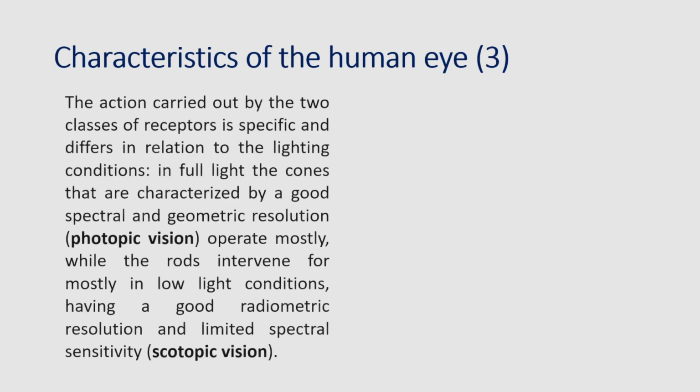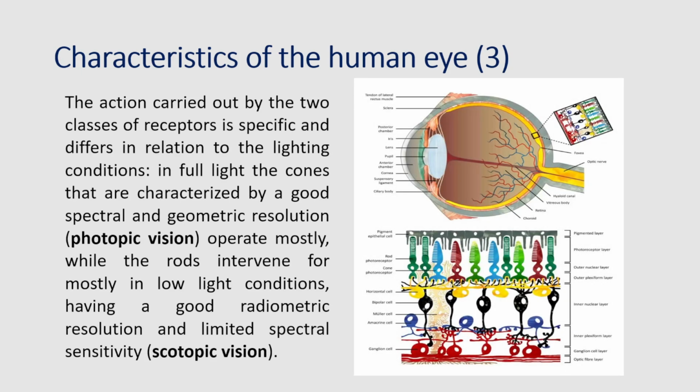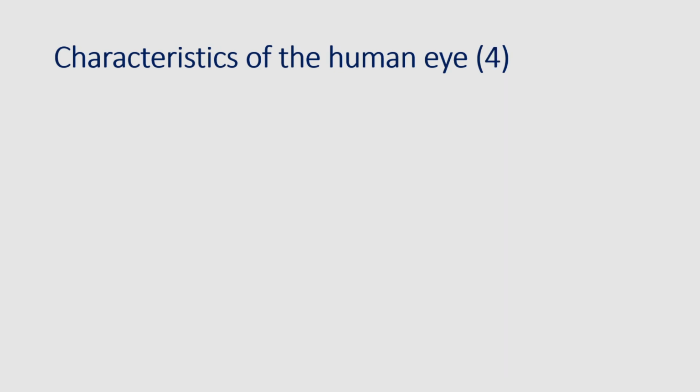Characteristics of the human eye. 3. The action carried out by the two classes of receptors is specific and differs in relation to the lighting conditions. In full light, the cones, which are characterized by a good spectral and geometric resolution, photopic vision, operate mostly, while the rods intervene mostly in low light conditions, having a good radiometric resolution and limited spectral sensitivity, scotopic vision.